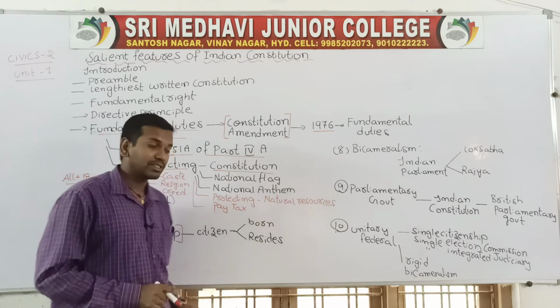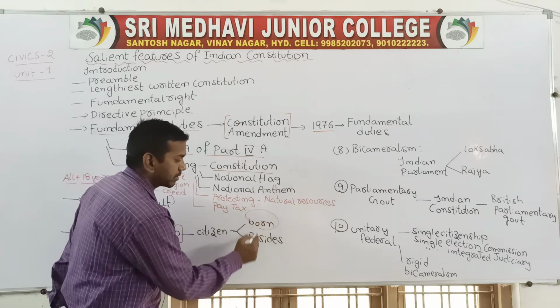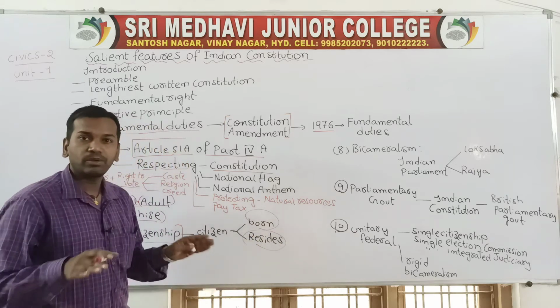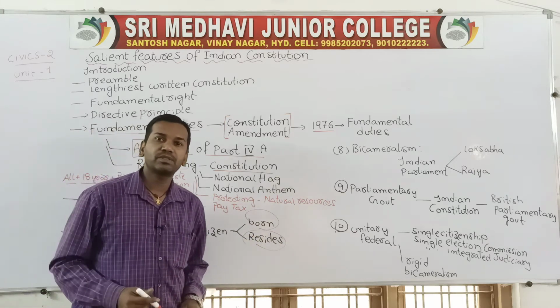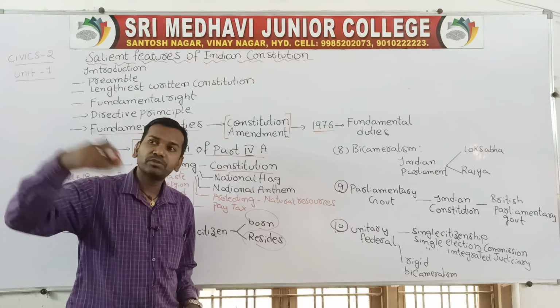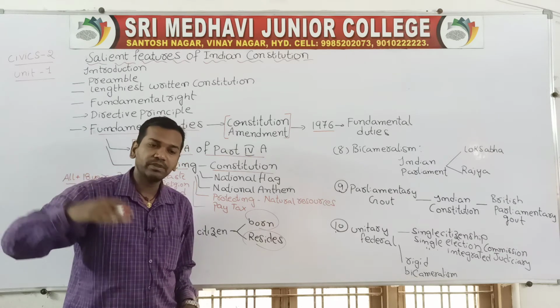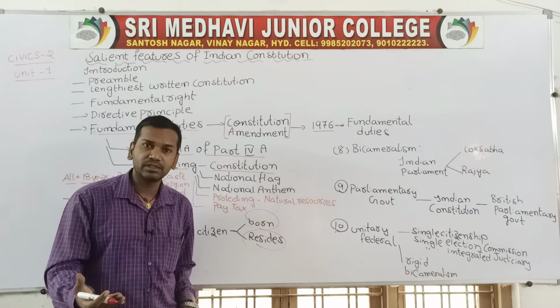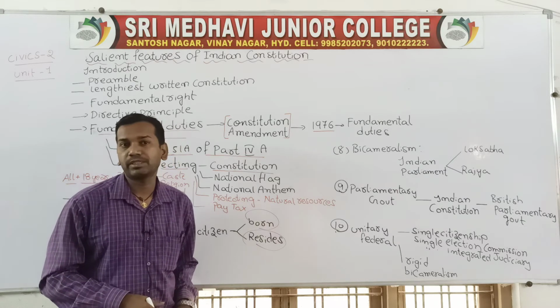How can we get citizenship of the country? By birth or by residence. Suppose you are born in this country, then you will be a citizen of India. Or if you belong to another country and are living in this country for more than 5 to 6 years, then also you can get citizenship of India.